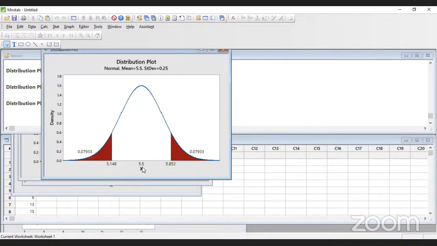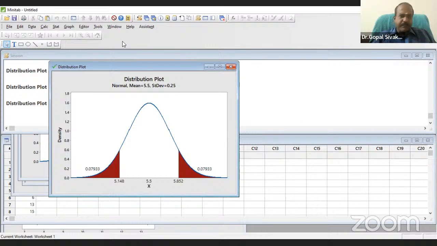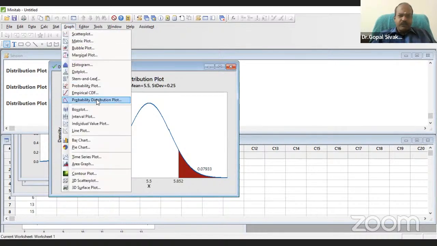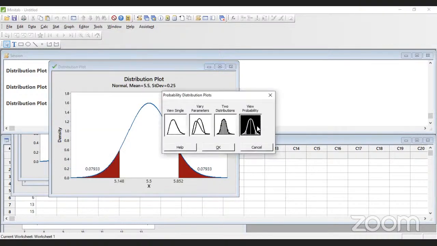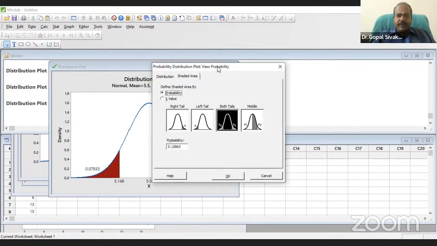Mean is 5.5. It has divided equally. All right. Then what I will do is: graph, probability distribution, view probability. Okay. Go to shaded area.